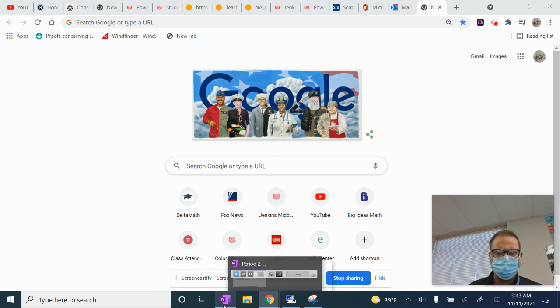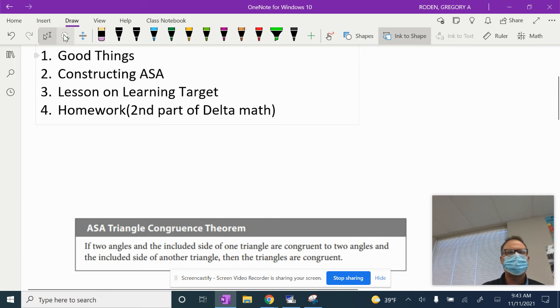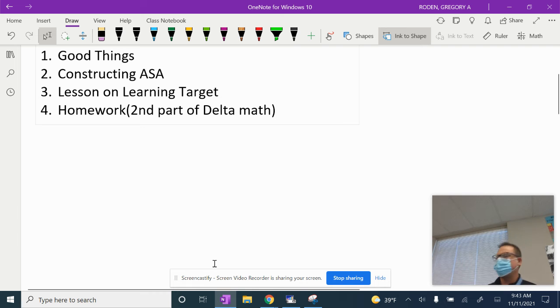Let's see here. Let's pull up this here. Okay, so Esme did a really good job of reminding me that we need to go over the homework, the second part of Delta Math. So guys, let's just put this in our notes.